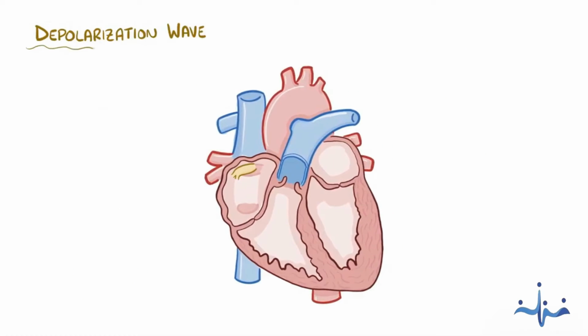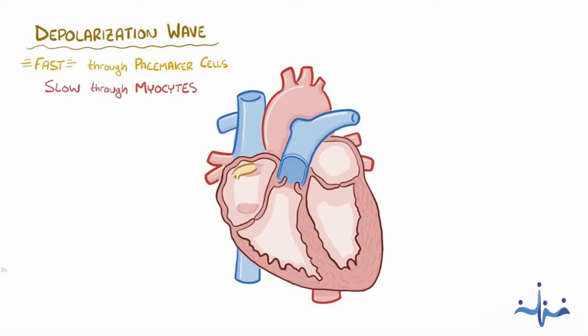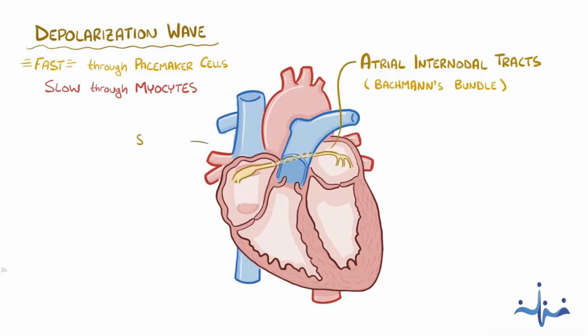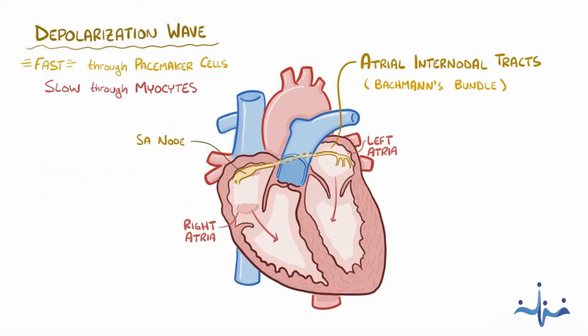The depolarization wave that comes out of the SA node moves really fast through the pacemaker cells throughout the heart, and moves more slowly through the atrial and ventricular myocytes. Some pacemakers lie along atrial internodal tracts, also called Bachmann's bundle, which connects the SA node to spots in the right and left atria, so that the depolarization wave can quickly reach atrial myocytes in both atria. When the atrial myocytes get depolarized, they contract, which pushes blood from the atria into the ventricles. While this is happening, the depolarization wave also travels from the SA node through the pacemaker cells to the atrioventricular or AV node.